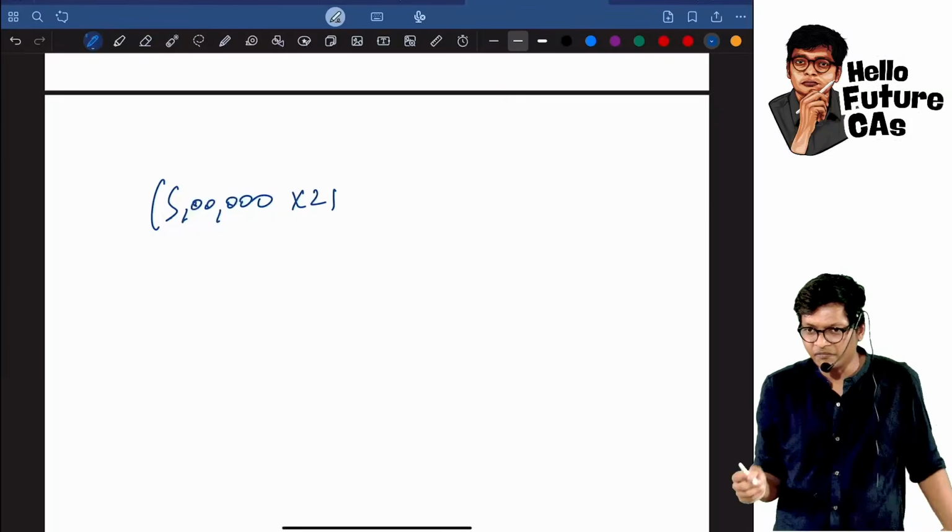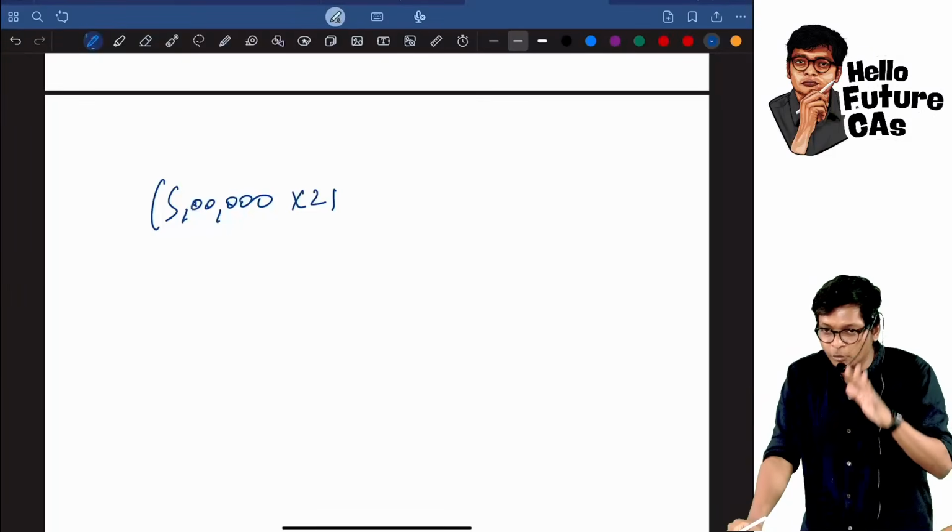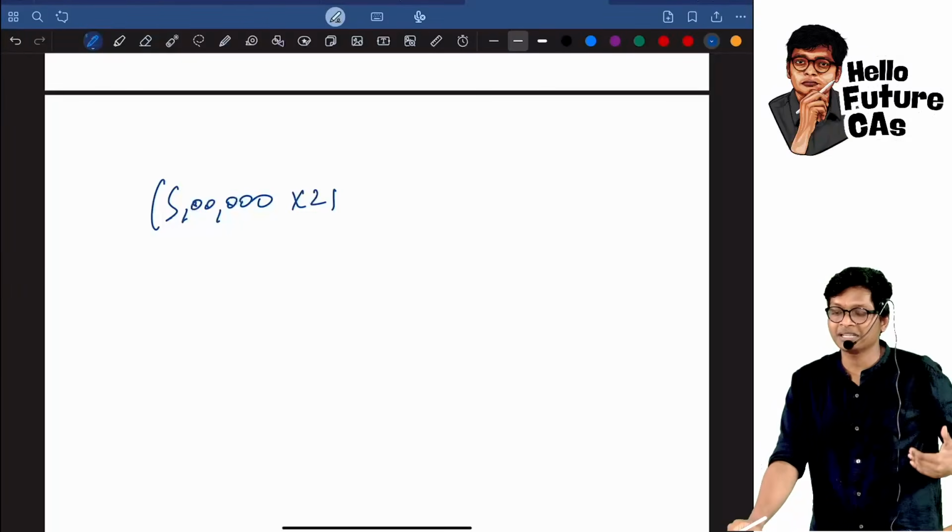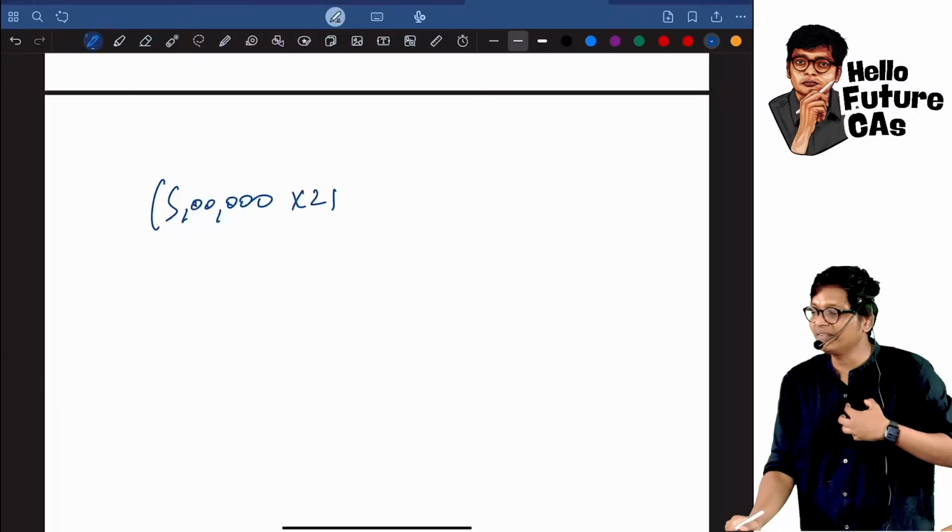Into 21. There is a formula to derive this. Promise, there's a beautiful formula. I have derived this in regular class. It will take another half an hour. Do we have the time here, guys?